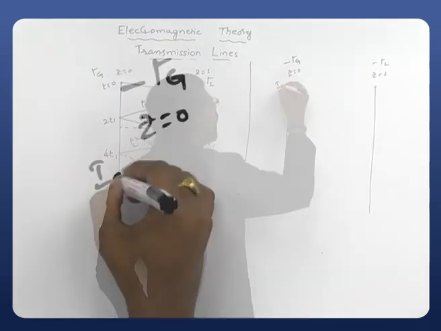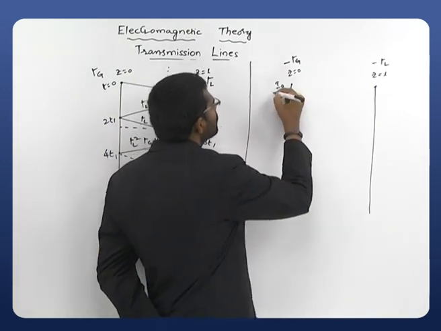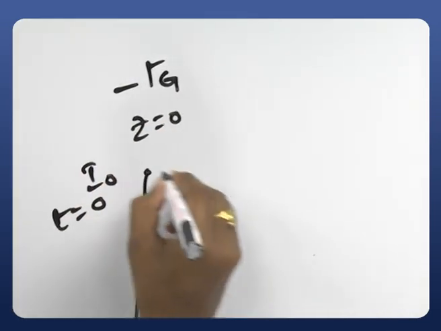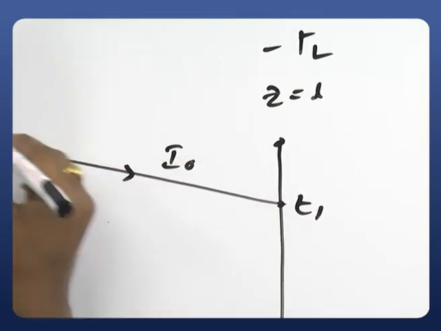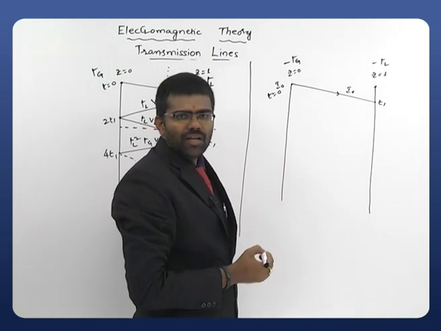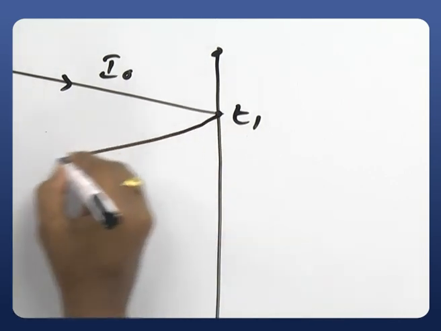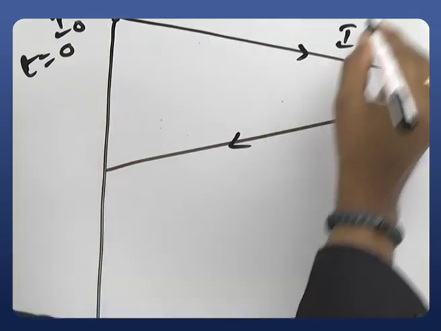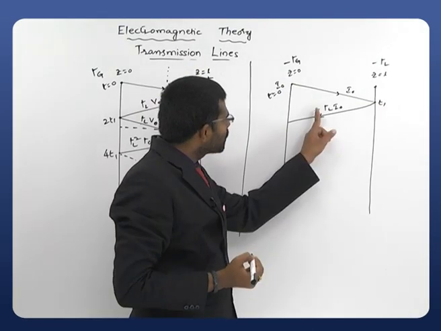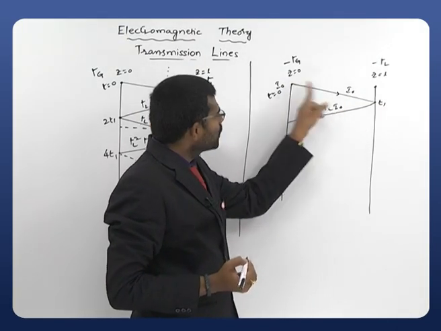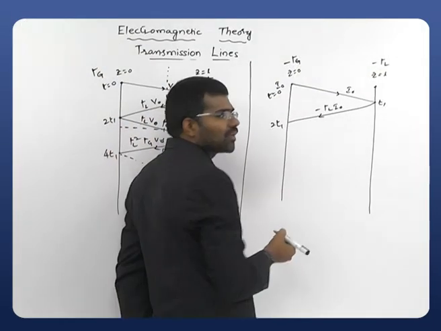Initially I am applying the current I0 at t equals 0. After some time, at t equals t1, the I0 reaches the load. Whenever it hits the load, it takes a reflection and reaches our generator again with strength minus gamma L into I0. The time taken to travel up to this point is t1, so t1 plus t1 is 2t1. That's what we have here.